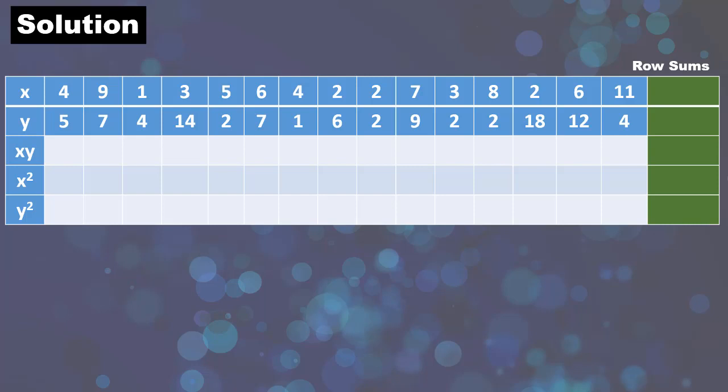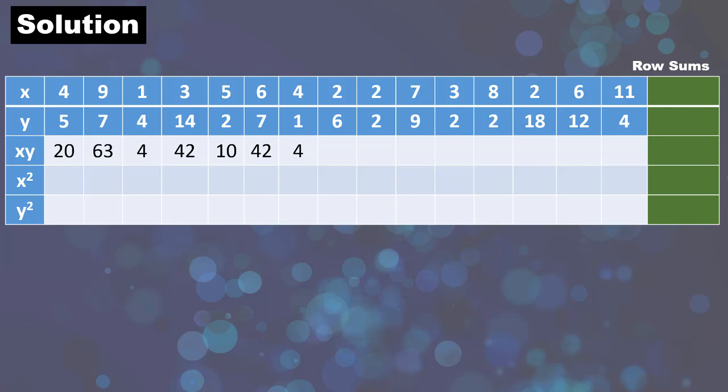We'll take our time and do it right. So the first new row represents X times Y. In the first column, my X is 4, my Y is 5, so 4 times 5 is 20. Then I have an X of 9, a Y of 7. Multiply those together, we get 63. 1 times 4 is 4. 3 times 14 is 42. 5 times 2 is 10. 6 times 7 is 42. 4 times 1 is 4.